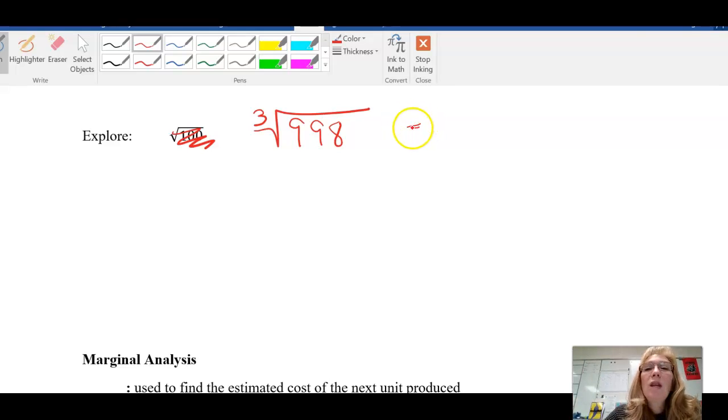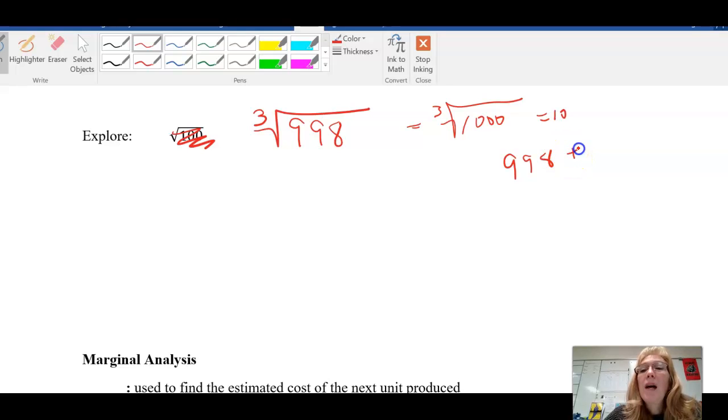Okay, the first thing you should think of is the cube root of 998. I don't know, but I do know the cube root of 1,000 is equal to 10. So I know that 998 plus 2 equals 1,000, or 1,000 minus 2 equals the 998. I have to go down to get there.